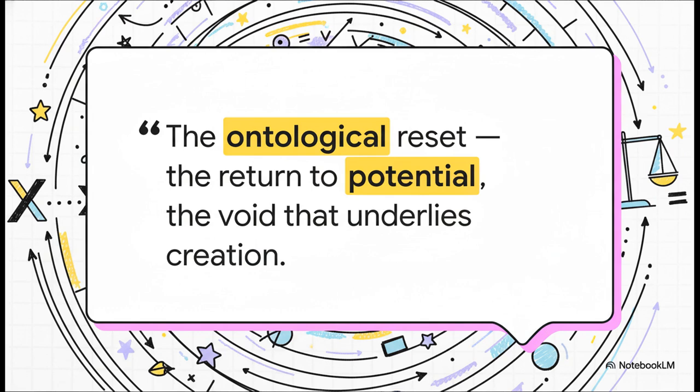I want to leave you with one last kind of mind-bending idea. Think about that simple rule. Anything multiplied by 0 is 0. Seems basic, right? But its deeper meaning is described as an ontological reset. It's a complete return to pure potential, to the void that underlies all of creation. That's the incredible power hidden inside the number 0. It's not just a number, it's a fundamental piece of the hidden grammar of our reality.